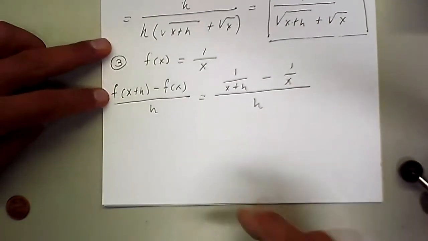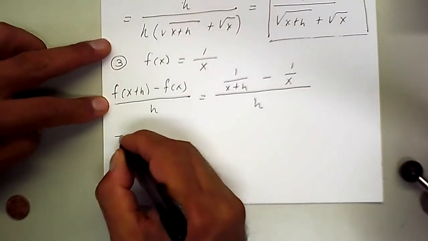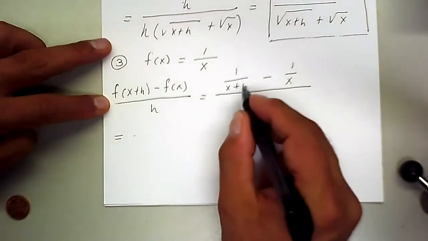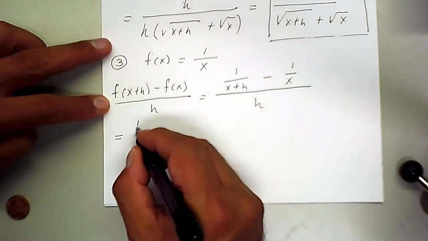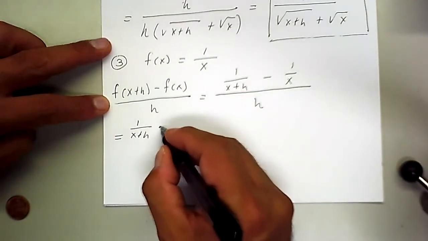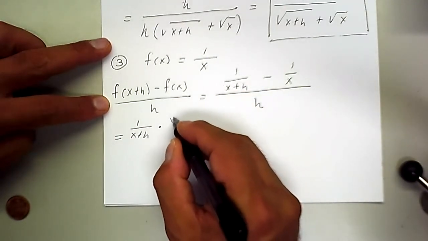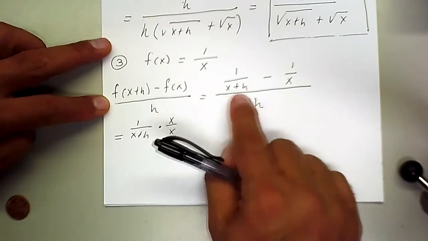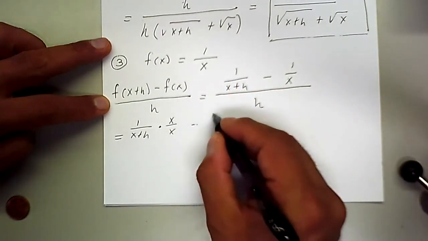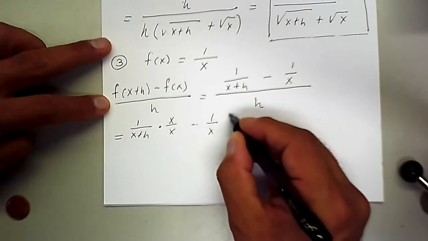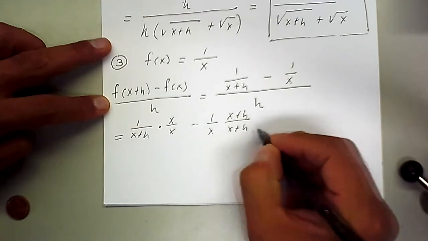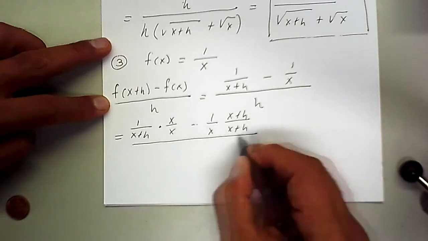So let's do that. This is going to take a little more space than what I anticipated, but that's the way it goes. So 1 over x plus h, that fraction, we're going to multiply it with x over x. So now we have the same denominator for this fraction, minus 1 over x, which is going to be multiplied with x plus h over x plus h. All of that over h.